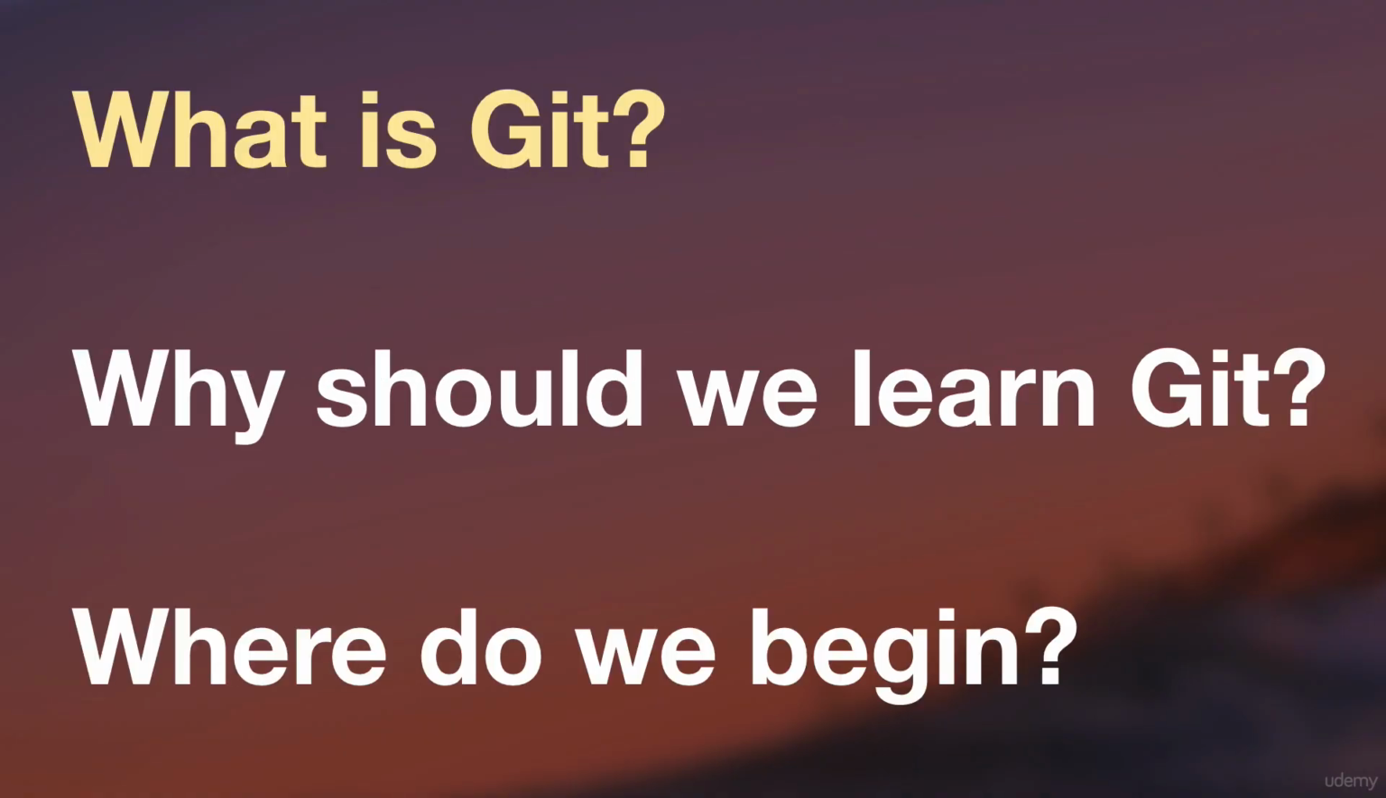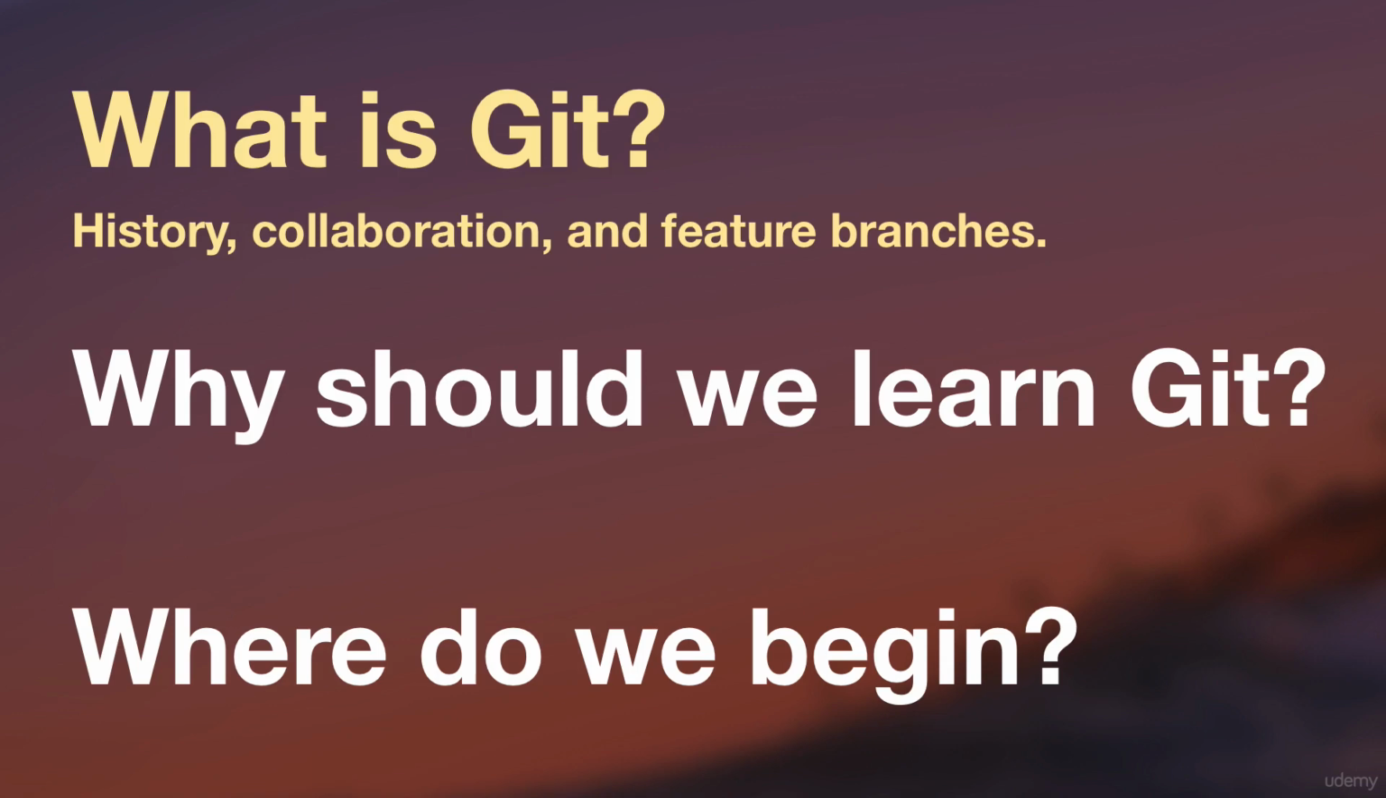Okay, so we've answered the question, what is Git? We know that Git helps us manage our files. Git basically tracks changes, which does 3 big things for us. It gives us history, it makes it easy to collaborate with other people, and it makes it easy to work on multiple features at once.